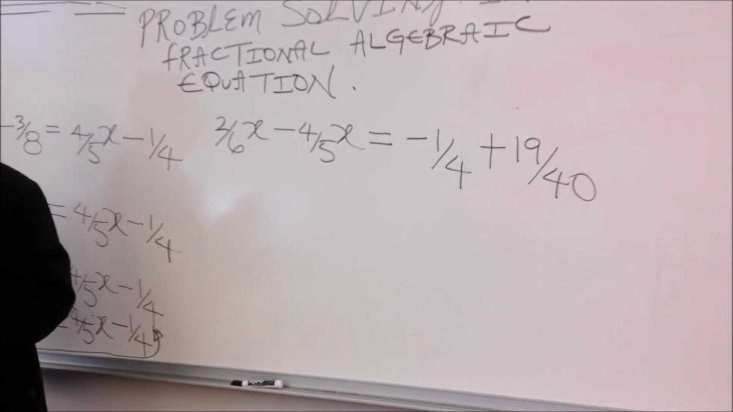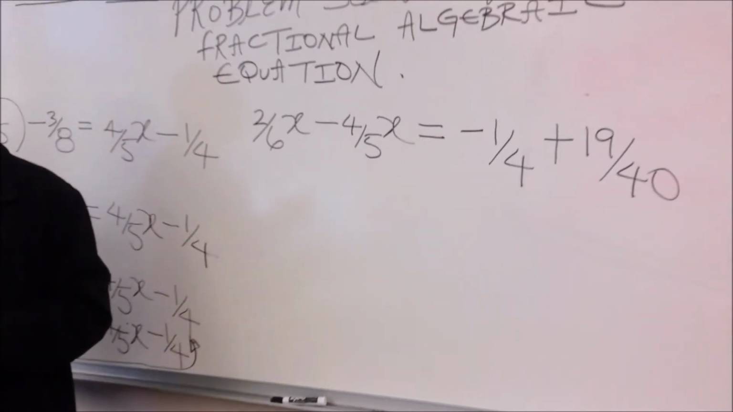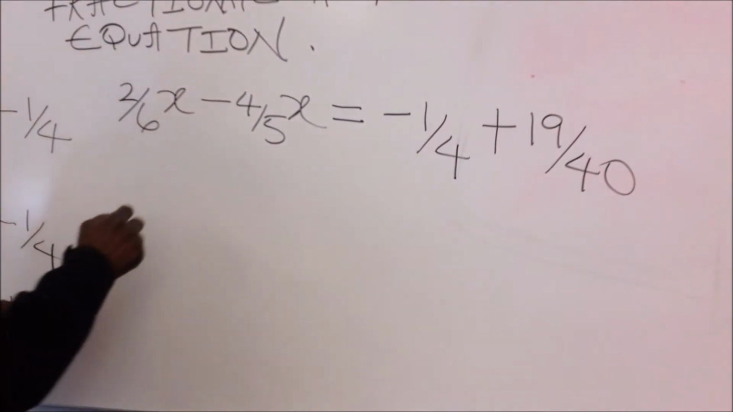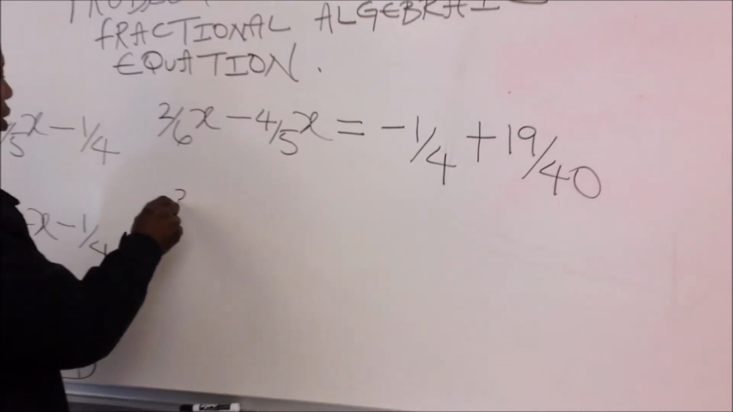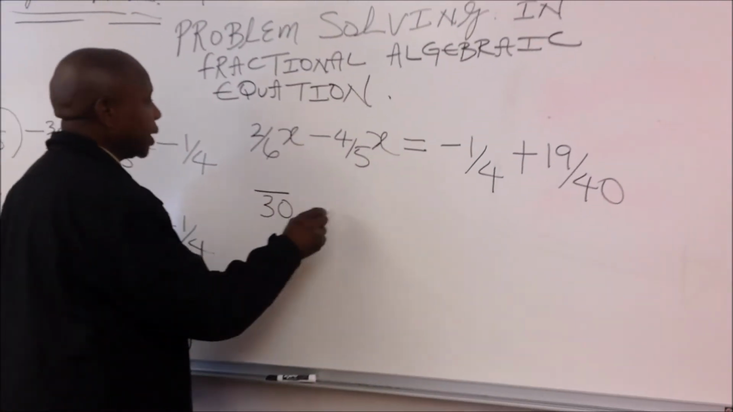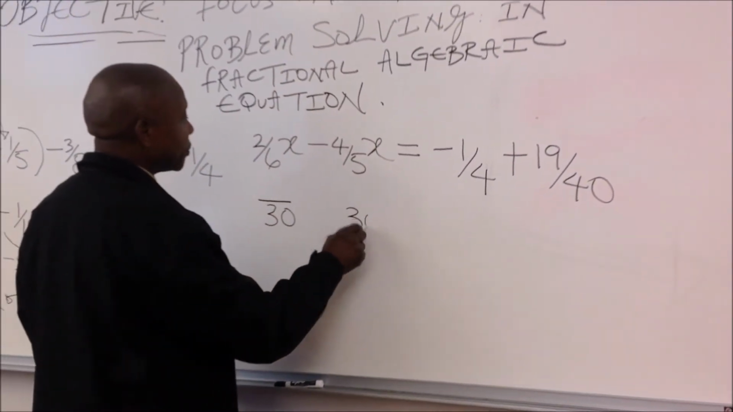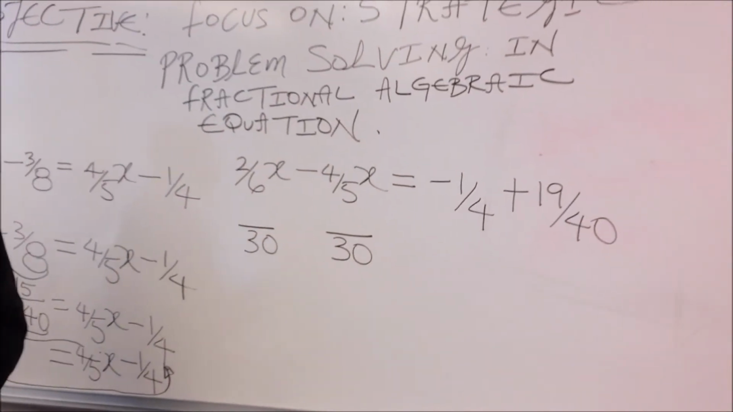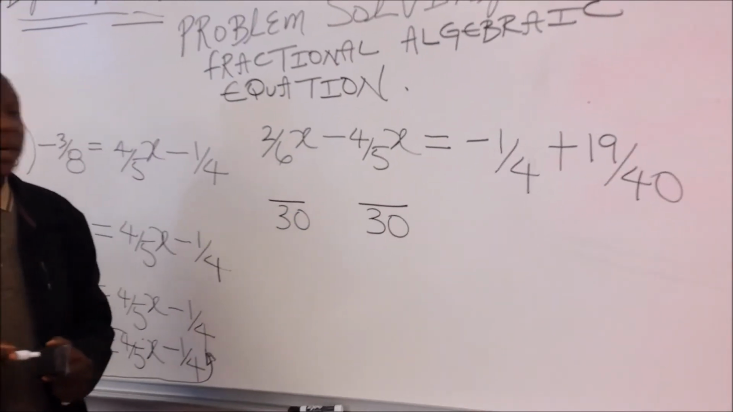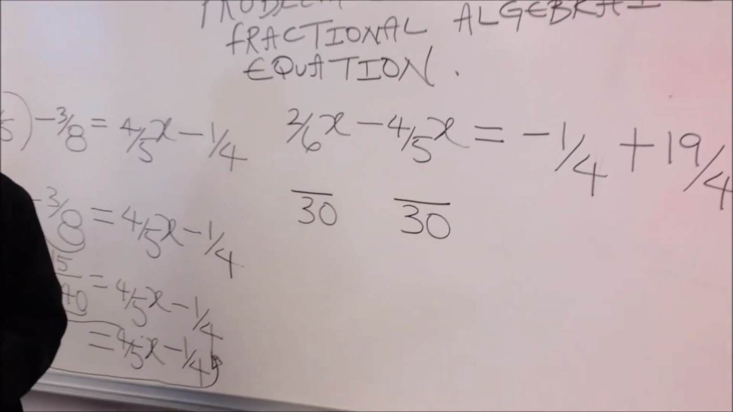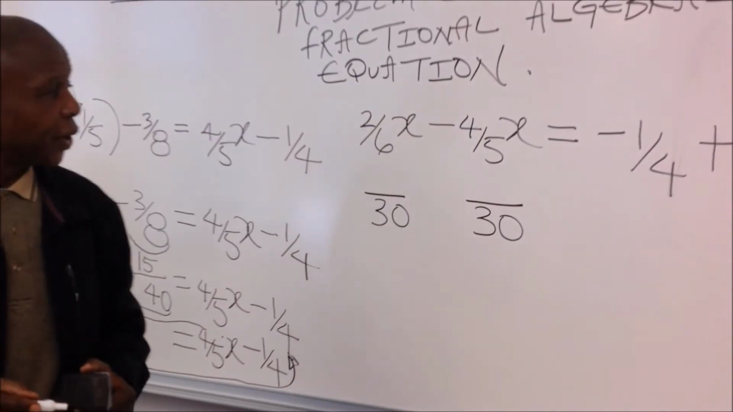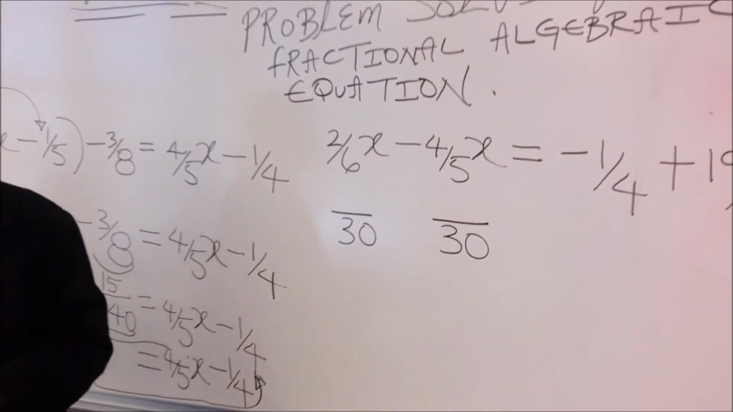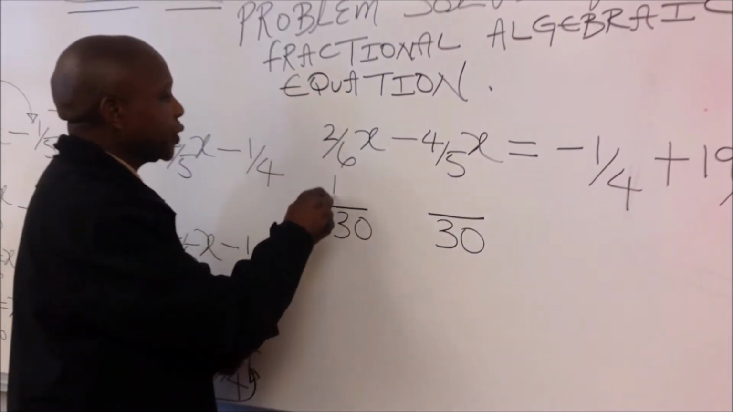What is the common denominator of 6 and 5? Anybody? 30. 30 is a common denominator. Thank you very much. 30 is a common denominator of 6 and 5. So how many times will the 6 go into 30? 5 times. Very good. 5 times 2 is what? 10.